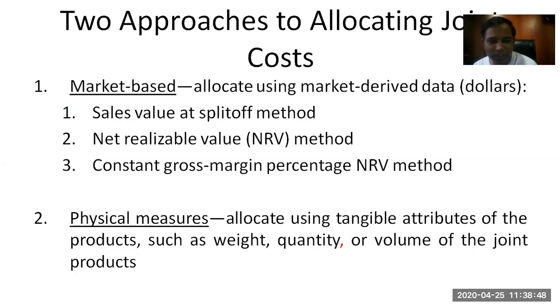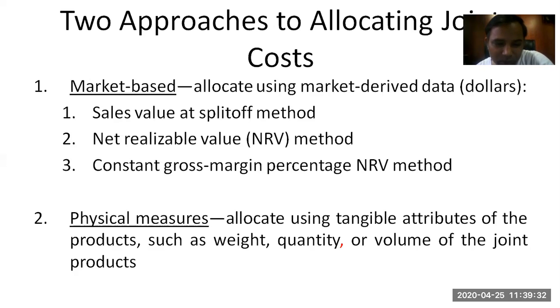In the market based approach, we talked about three different methods: sales value at split off, NRV, that is net realizable value, and constant gross margin percentage NRV method. These are market based methods, calculated on the basis of the sales value, the revenue collected, and on the basis of that, the joint cost is allocated. In physical measures, the joint cost is allocated on the basis of the total volume, the total quantity produced by the separate products. So there are four methods in total, three market based and one on physical measures.